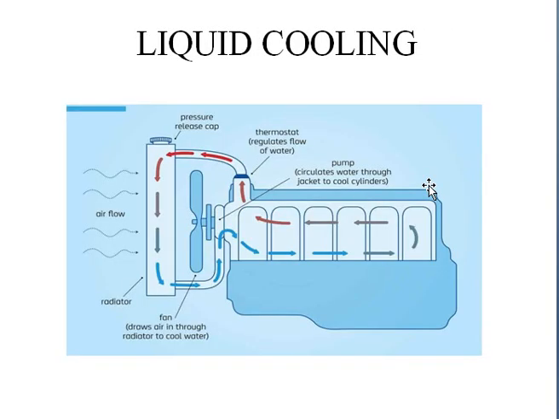Next one is liquid cooling system. In case of liquid cooling system, we use water for cooling the engine. So these are the engine cylinders, and here you have the jackets through which the water will pass. See, this blue color is the cool water entering outside the engine cylinders, and this is the hot water coming out from this lining and getting into the radiator.